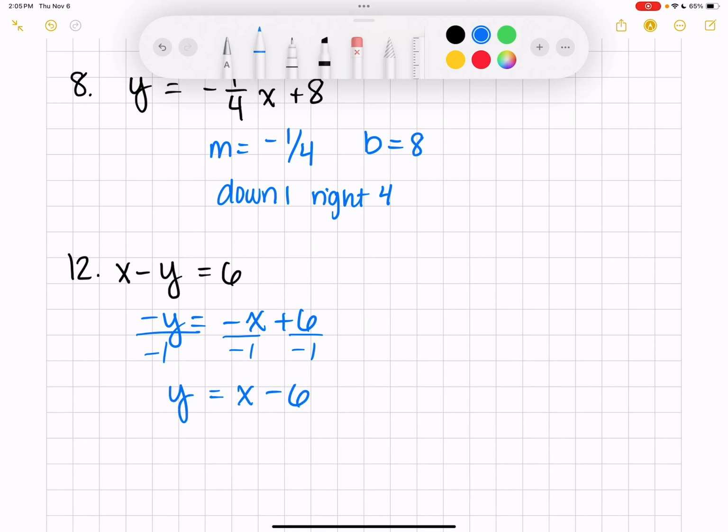Yep. So you plot at the negative 6, and then you go up 1, over 1. Dude, I said we're not graphing these ones. Oh, my bad.